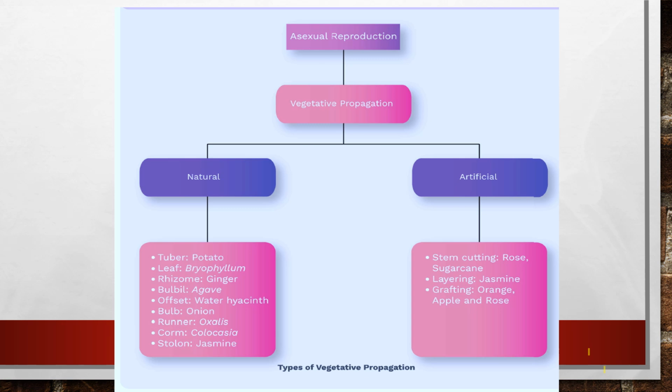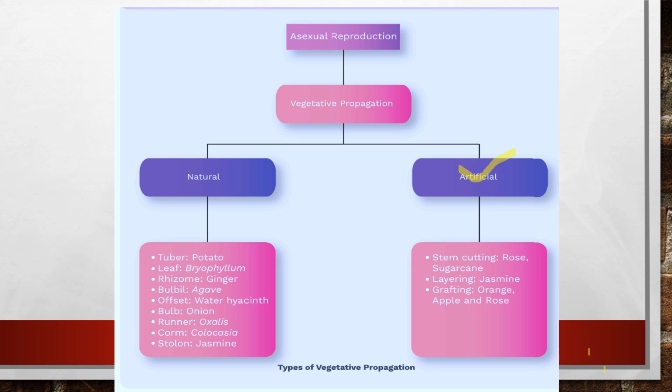But there are some artificial methods we can use for the vegetative propagation of plants. One is stem cutting. Simply we can cut the stem and propagate it in another place and a new plant can be developed, in the case of rose and sugarcane. Another method is layering. Jasmine.